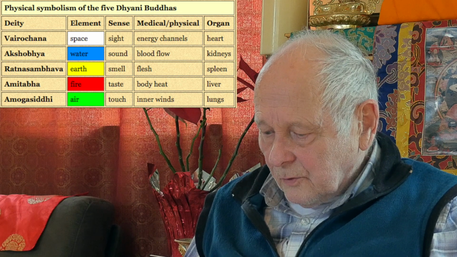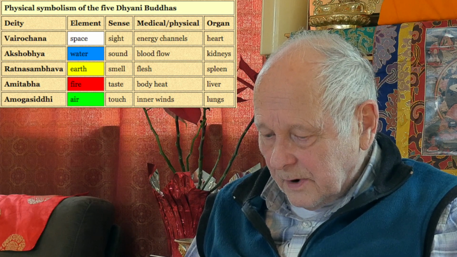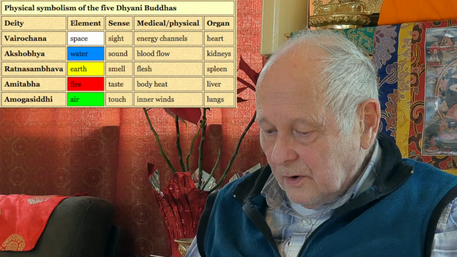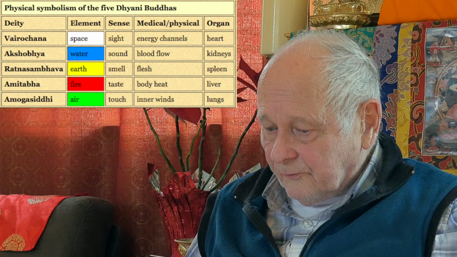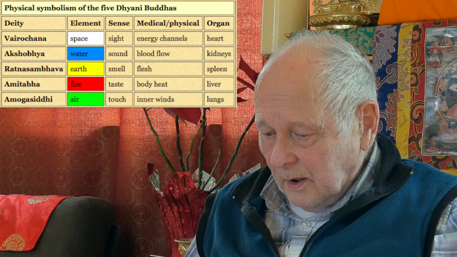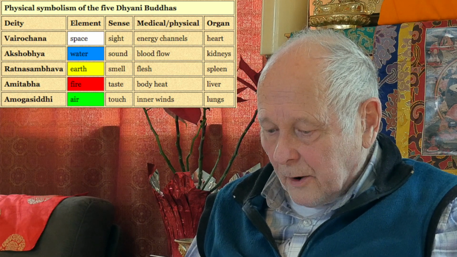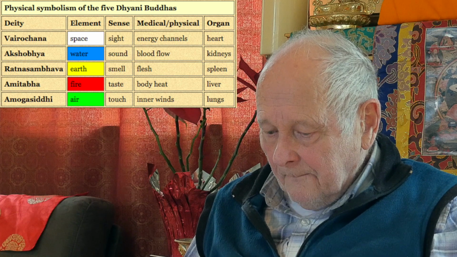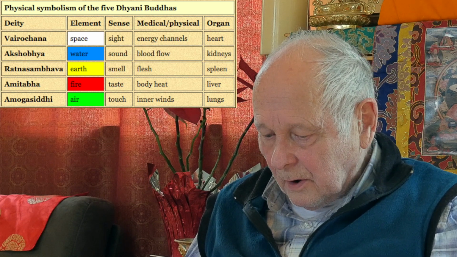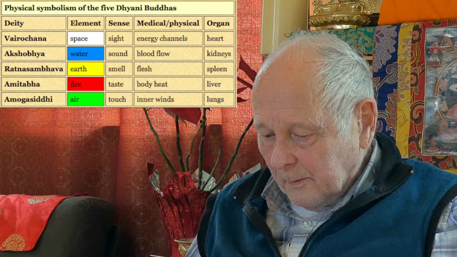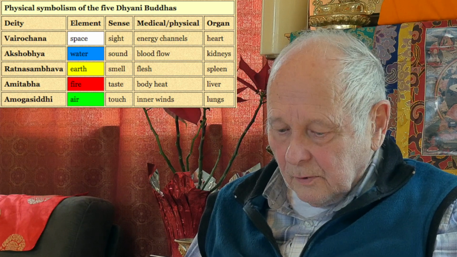Okay, physical symbolism of these guys. And I don't track all of this, but some of it makes sense. Vairocana, empty space. Okay, sure. Vairocana is the subtlest of the 5 and the central Buddha. Akshobhya, water. Ratnasambhava, earth, and these are colored, of course. Blue water, yellow earth. Red fire for Amitabha, and green air for Amoghasiddhi.